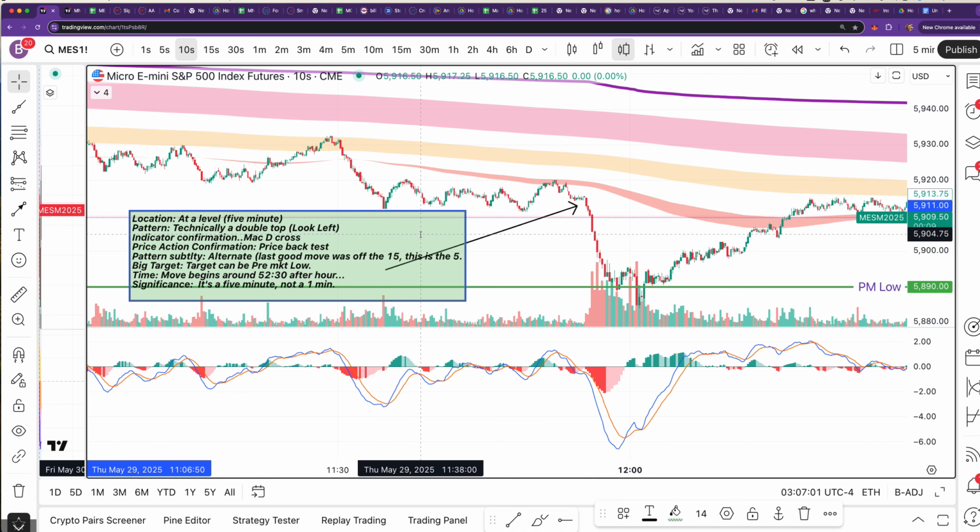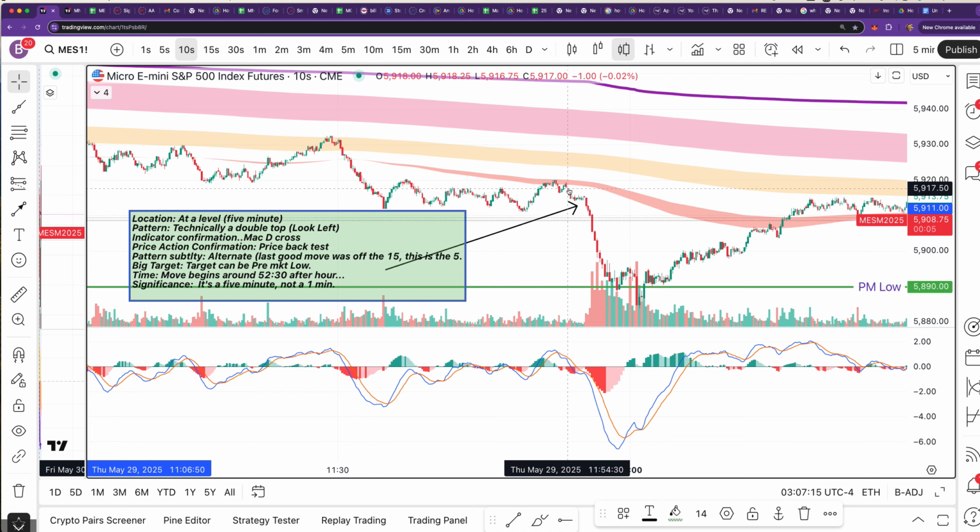The very first thing I'm looking at is the location of price. In this case, the location of price started at this light red line right here. What is this light red line? This is the 5-minute 8 and 9 EMA cloud. By the way, this cloud is the 15-minute 8-9 EMA, and this is the 30-minute 8-9 EMA.